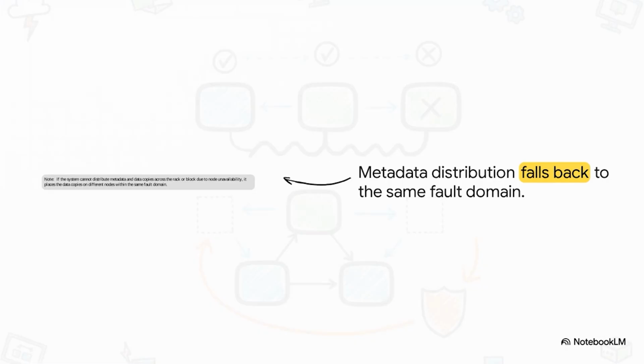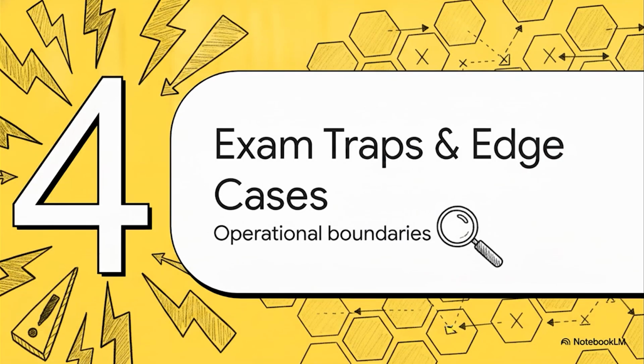But what happens when things go sideways? When you enable rack or block awareness, the system naturally tries to spread your copies across those diverse domains. But look at this fallback mechanism. If a node goes offline and the system can't distribute copies across different racks or blocks, it doesn't just panic and crash. Instead, it gracefully falls back. It places those data copies on different nodes within the same fault domain, just to ensure you at least maintain your basic replication factor.